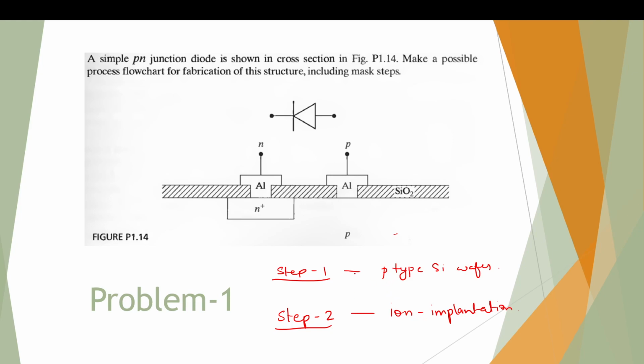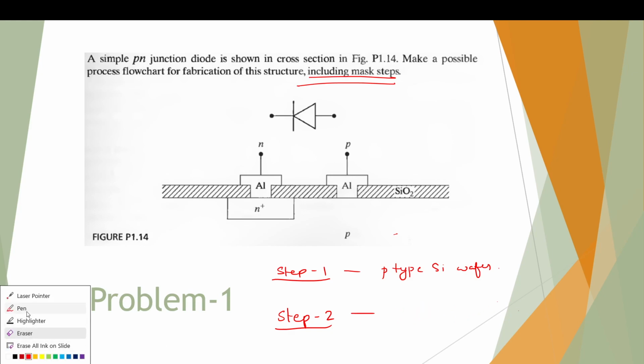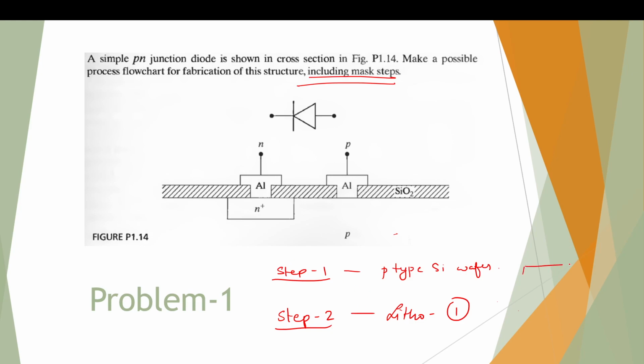Before ion implantation we have to do a lithography step. Since they are asking us to make a note of all mask steps, let me say the second step is, first we have to coat the PR, right? So I'll say it is litho 1. Okay, so first we had a wafer. Now we have patterned the wafer such that the resist is here everywhere. Just wherever we wanted the n type doping, it is open. Okay, so this is PR.